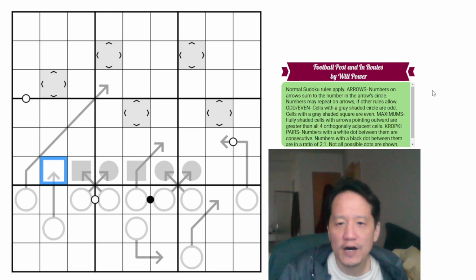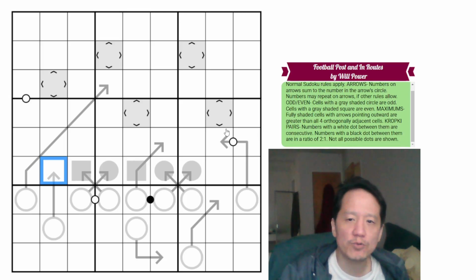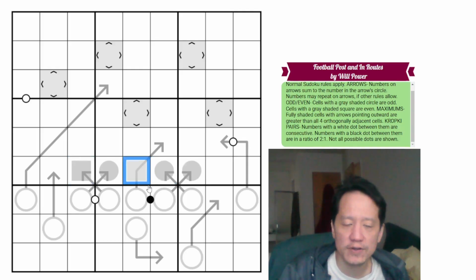We also have odd and even, where cells with a gray shaded circle are odd. So these are all odd. And cells with a gray shaded square are even. So these are even.